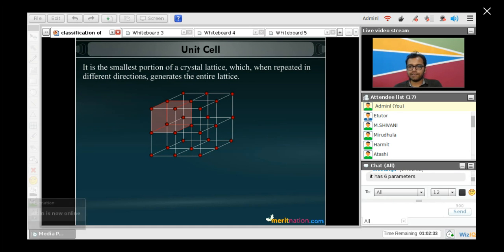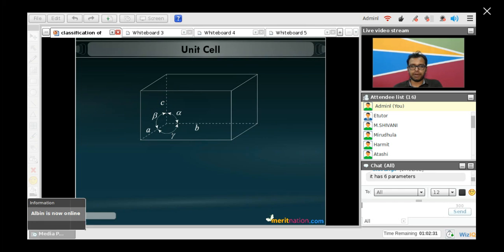It has 6 parameters, and we'll discuss the parameters. These are the 6 parameters of the crystal lattice, right? The 3 sides of the unit cell are 3 parameters, and these 3 angles which have been represented here are the other 3 parameters. So there are 6 parameters of the unit cell. Clear? Are all these parameters clear to you?